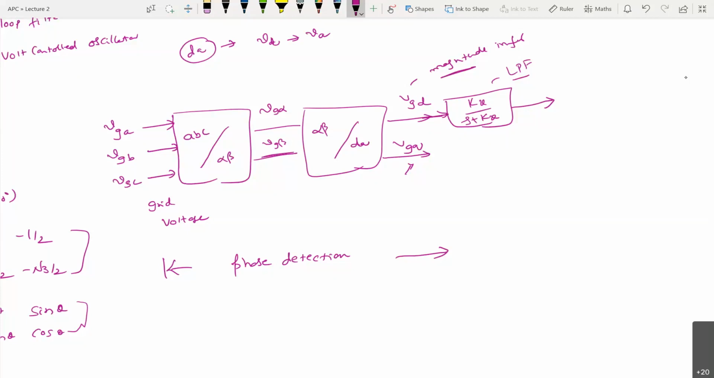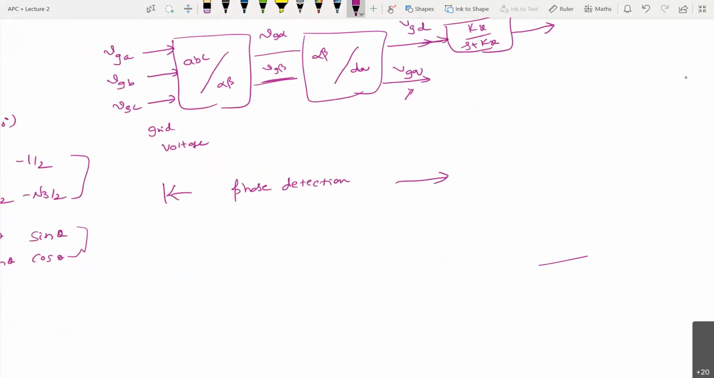If VD is aligned, for example, this is A, B, and this is C. We have this D axis, and in quadrature with this, the VQ axis. If both are aligned, in the steady state where the angular frequency between these two is the same, whatever magnitude the A phase has, the D axis has the same magnitude, and the Q axis magnitude will become 0. Remember that?